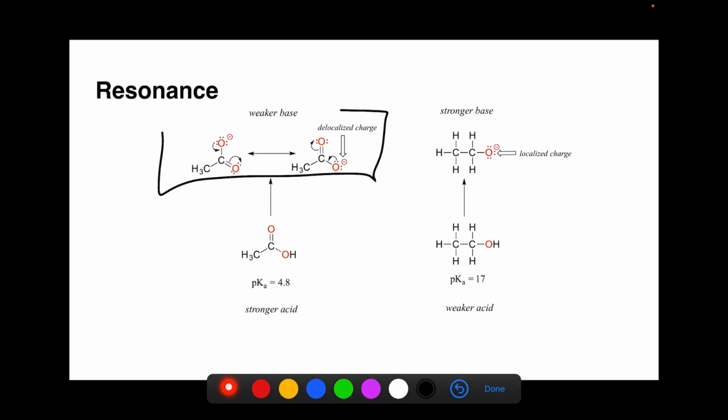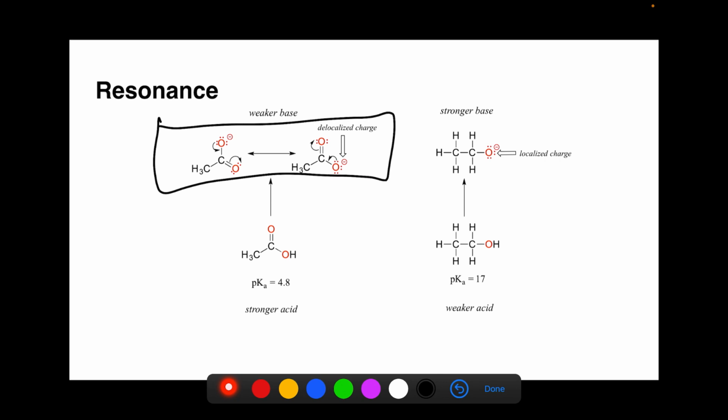Resonance is another factor that relates to the stability of the conjugate. At the top here, we have conjugates of two common weak acids. In the first example, we see that the conjugate base exhibits resonance. In other words, that double bond is delocalized and we have some delocalized charge. That stabilizes the conjugate base, making it a weaker conjugate base and a stronger acid.